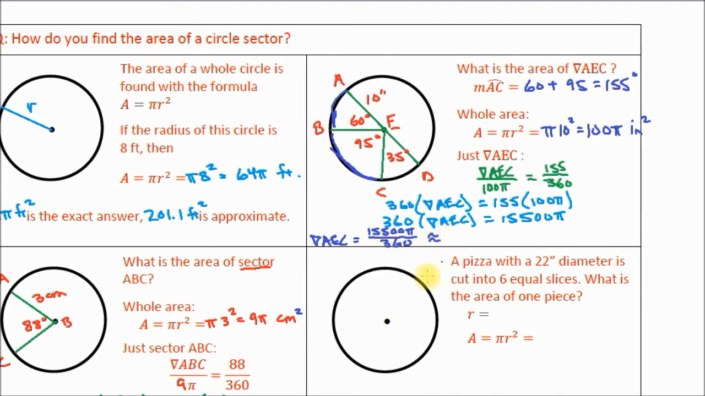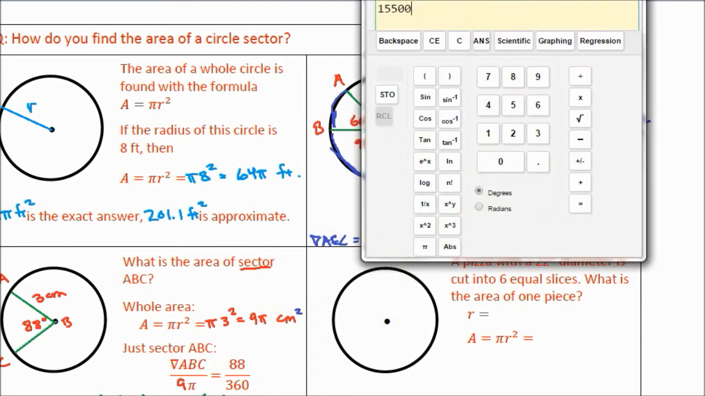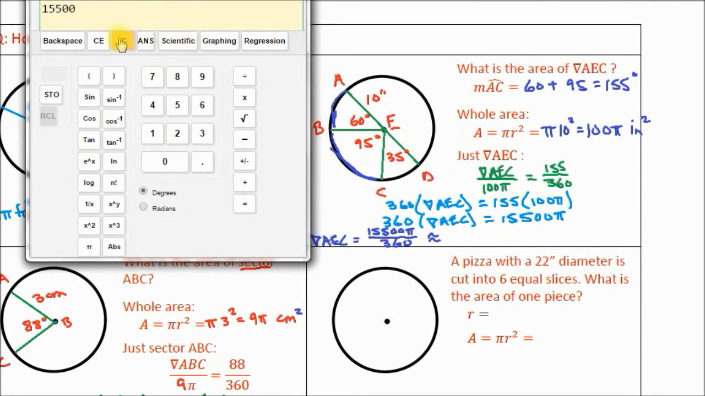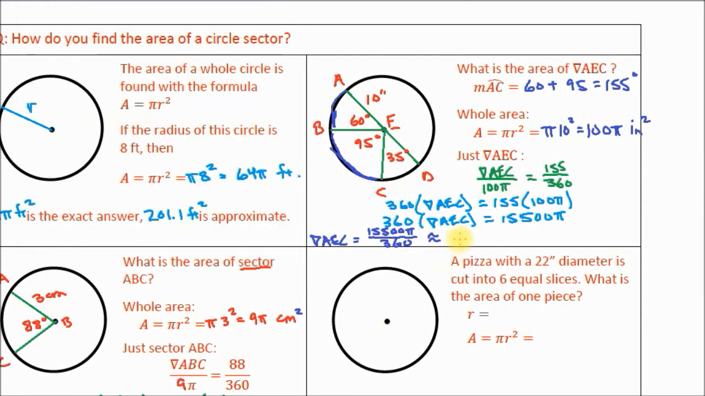Let's go ahead and change that to approximate. Let's put that in our calculator. I'll move this over so we can see it. We've got 15,500 times pi divided by 360, and our final answer is approximately 135.3 inches squared. So just these two pieces right here, this sector AEC is equal to 135.3 inches squared.